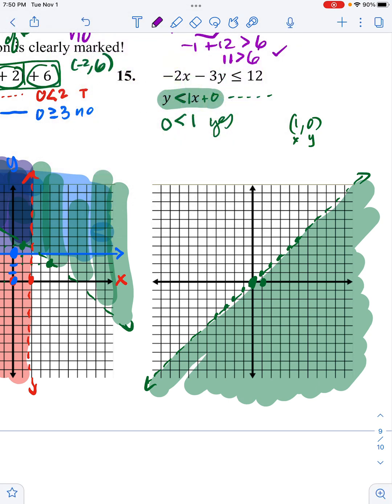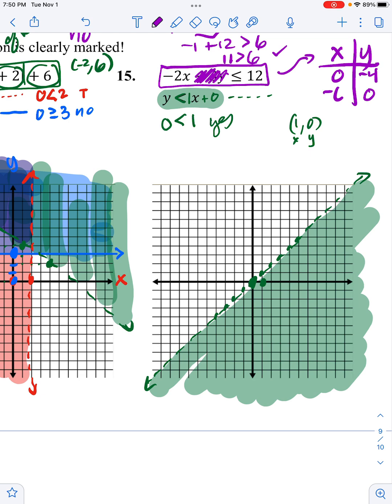The top one is the kind that I like to make the chart for. So if I put a 0 in for X, negative 2 times nothing would be nothing. I'd have this, but negative 3 would have to multiply by a negative 4 to become 12. Then what if I put a 0 in for Y? 0 times negative 3 would wipe it out, and I would have left this part. So negative 2 times what would turn into positive 12? And the answer is negative 6.